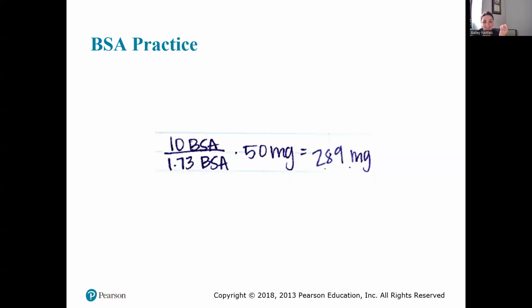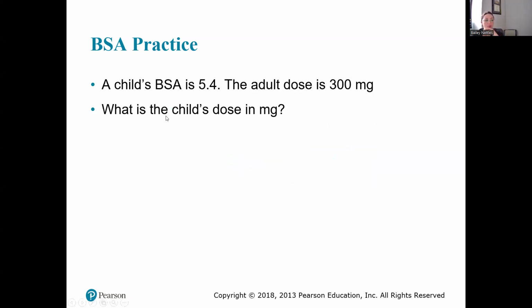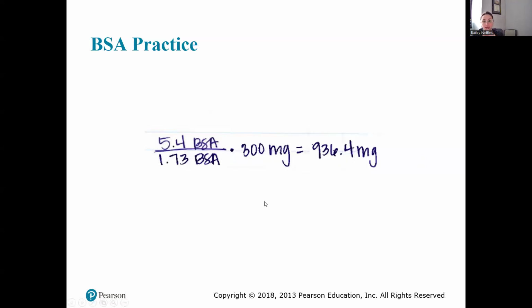Does that make sense? If it doesn't, there are practice questions online. Watch the video, okay? All right, so now we have a BSA of 5.4 and an adult dose of 300 milligrams. What's the child's dose? All right, plug it in. 5.4 divided by 1.73 times 300 is 936.4. That's it.